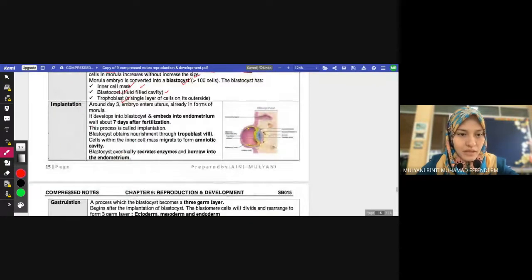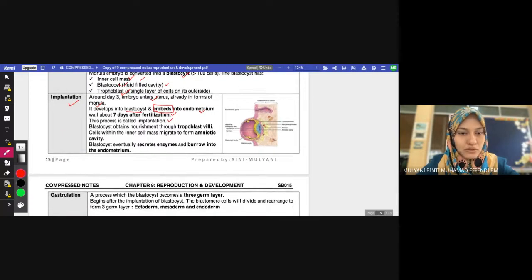Okay. So implantation. So bila dah berlakunya cleavage, division semua. So around day 3, embryo enters uterus already in form of morula and develops into blastocyst. Okay, dan embeds. Embeds tu maksudnya menempel lah. Okay, menempel into endometrium wall about 7 days after fertilization. Okay, this process is called implantation. Okay, so penempelan lah. Okay, blastocyst obtains nourishment through trophoblast villi.